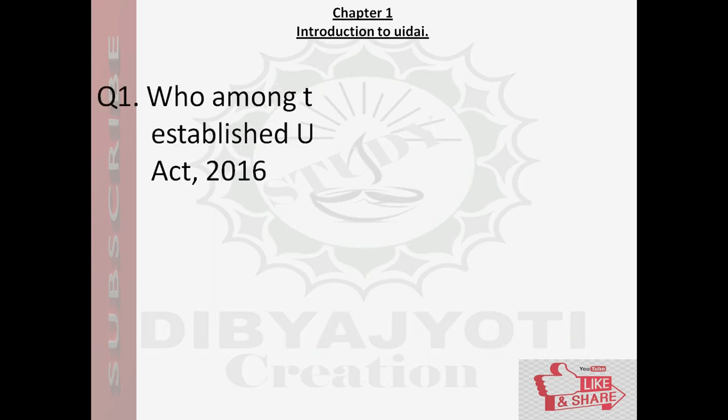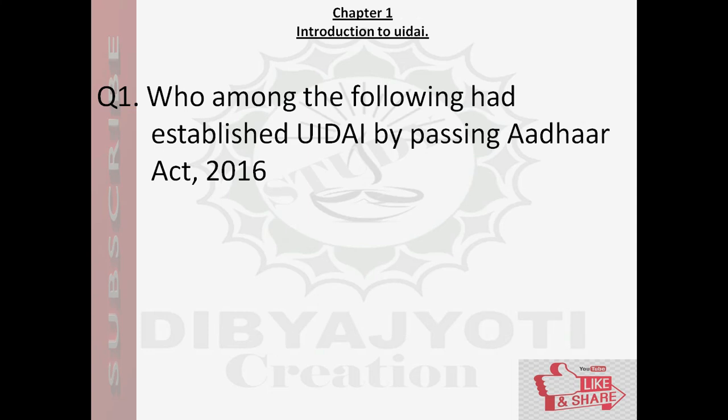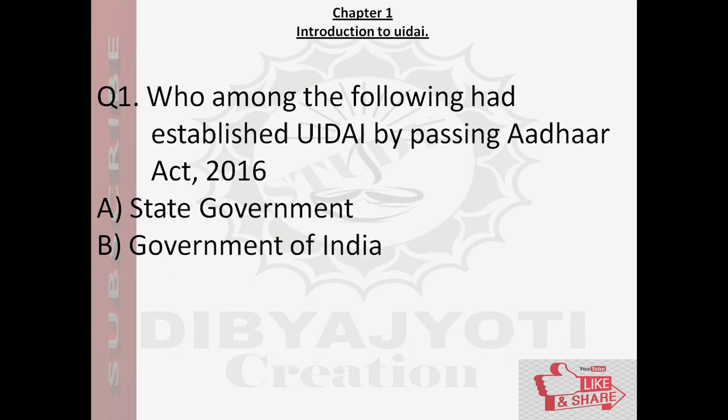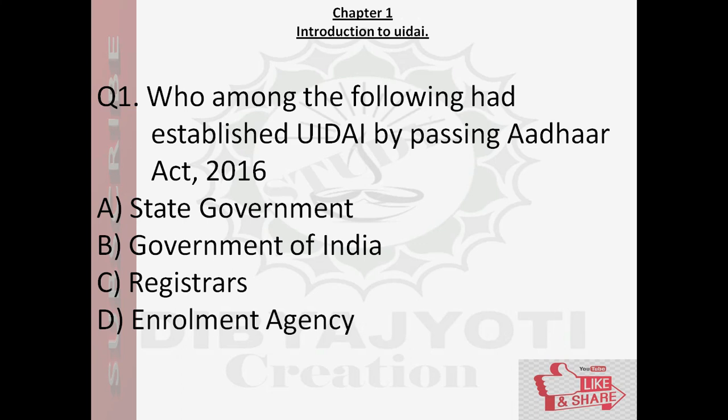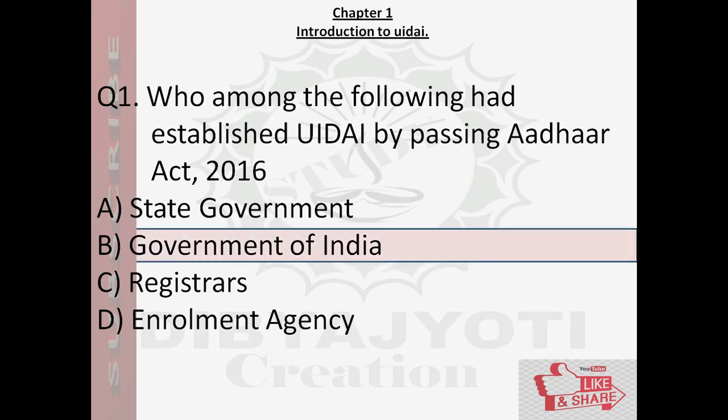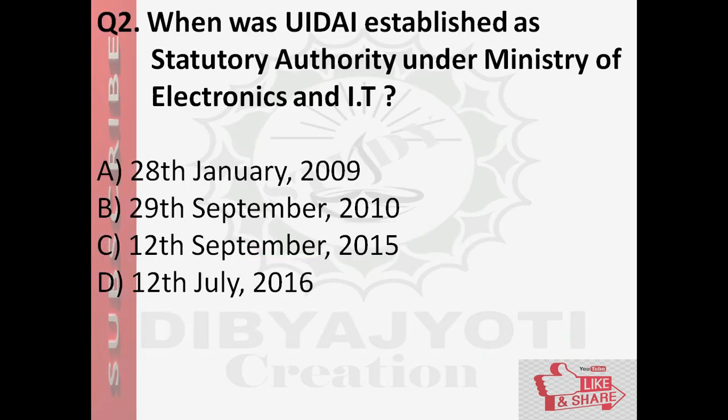Okay, let's start. Chapter 1, introduction to UIDAI. Question number 1. Who among the following had established UIDAI by passing Aadhar Act 2016? Options are: option A, government of state government; option B, government of India; option C, registrars; option D, enrollment agency. And answer is option B, government of India. Then move on to question number 2.